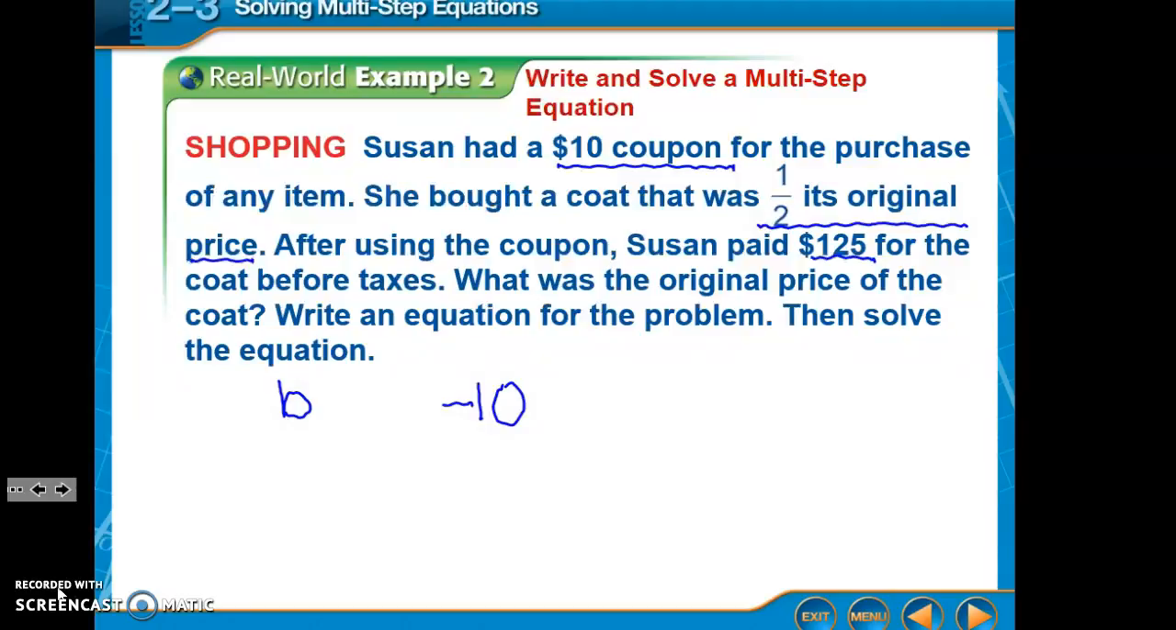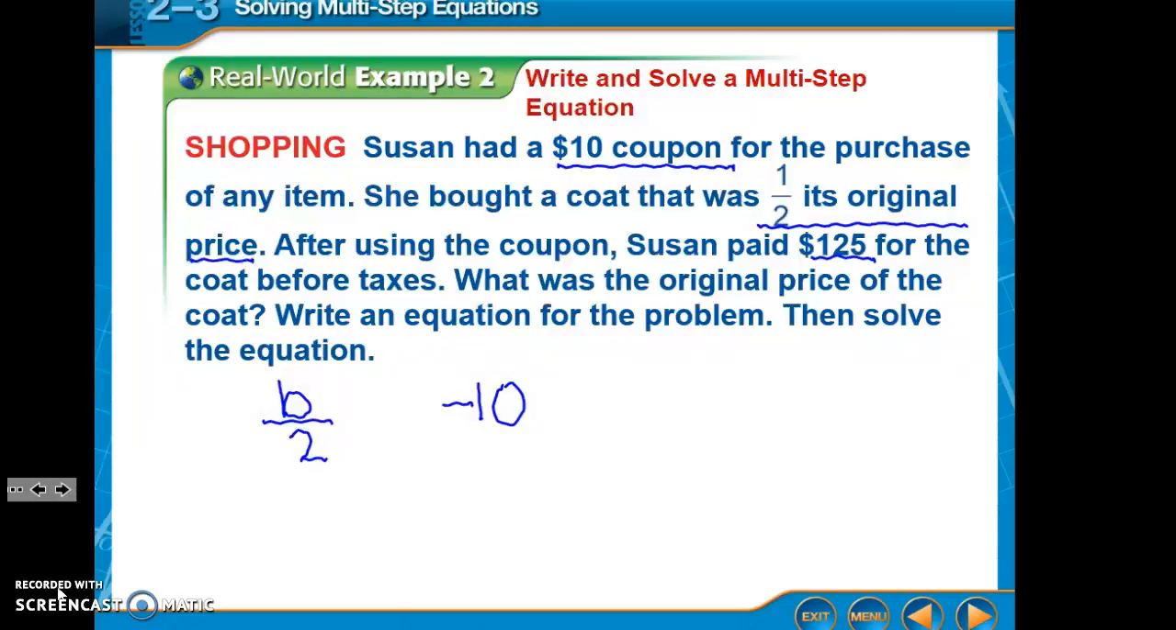Alright, so half is original price. So how do we represent that? How do we find out what half of it was? Divide. Divide by what? 2. Okay, so we can multiply by 0.5 or divide by 2. Divide by 2 is way easier.